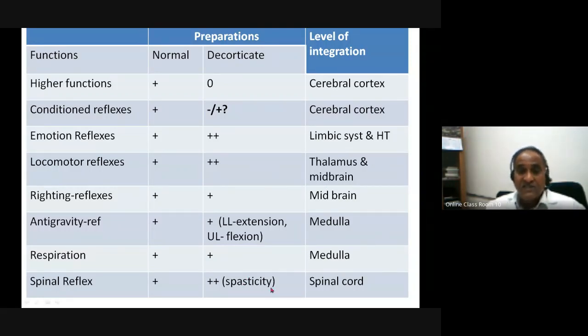Then in the spinal reflexes, there are two important things. One, the tone. Tone is a reflex activity, and there is hypertonia, what is called spasticity. Spasticity means initially there is some amount of resistance, and if you try to bend the limb, it will yield. And the deep tendon reflexes are exaggerated because these are spinal reflexes. Usually they are suppressed during normal situations, and they become liberated, or exaggerated. That is about the decorticate preparation.